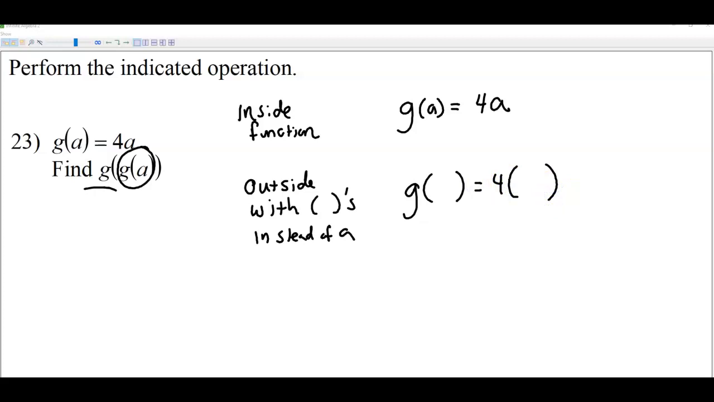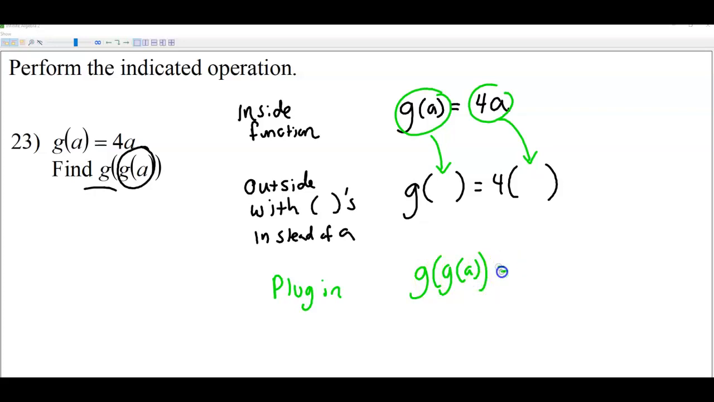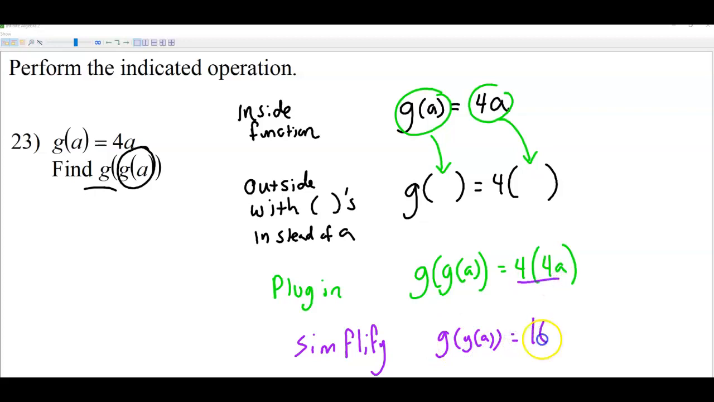And then what we're going to do next is we're going to plug in. And what do I mean by that? This piece drops down in there. This piece drops down in there. And now I've got g of a is equal to 4 times 4a. And then we just need to simplify it after that. g of a is equal to 4 times 4 is 16a. Final answer.